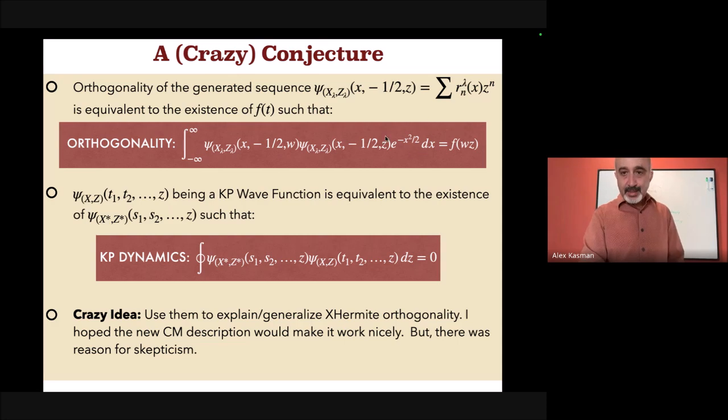This one has an e to the minus x squared over 2 in it. This one doesn't. That seems like a problem. This one's an integral from minus infinity to infinity. This one's around a loop. There are differences, but I was worried. I still was confident somehow this was going to work out.